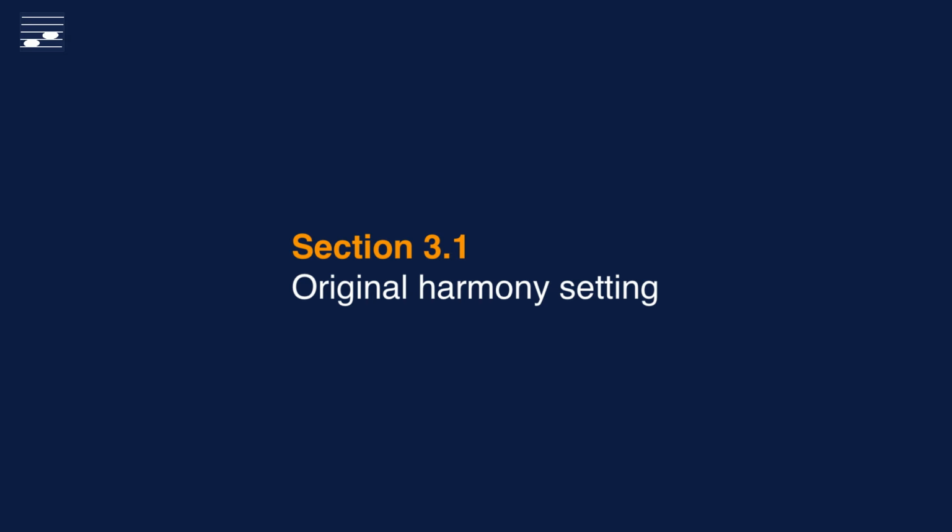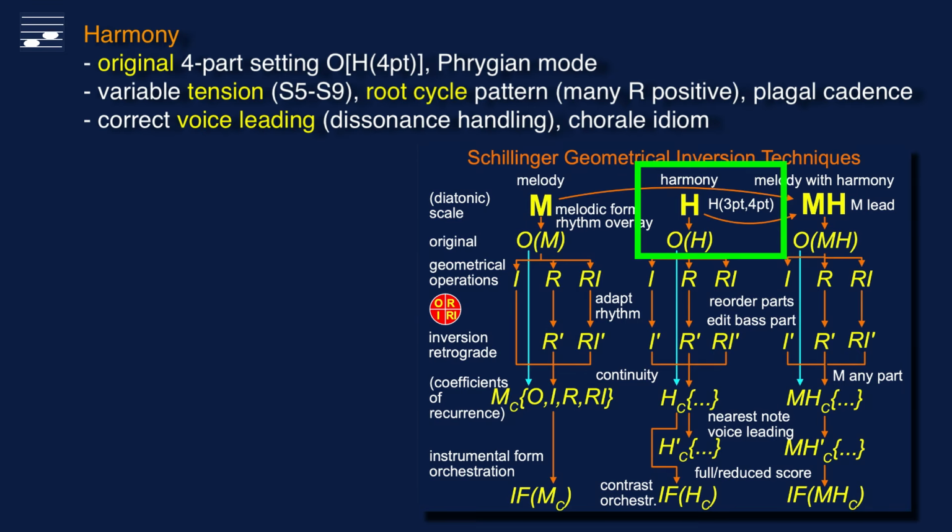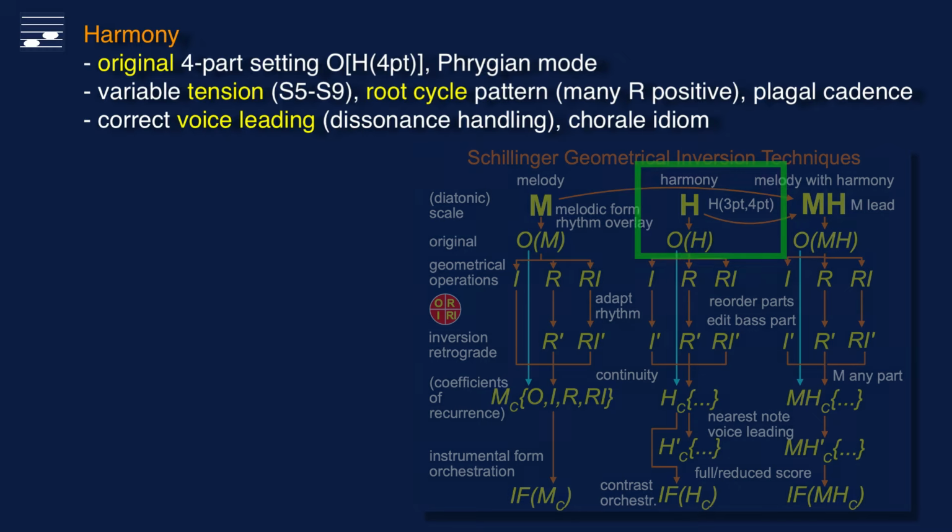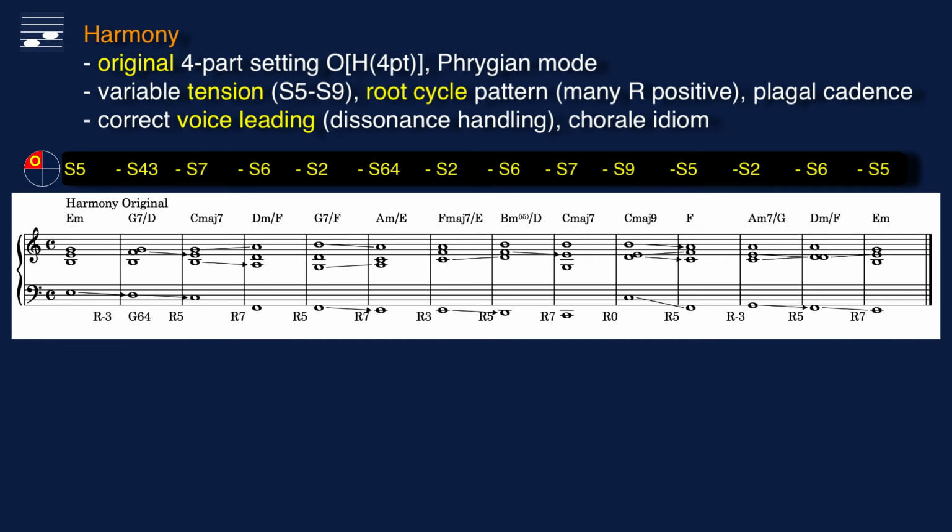We create an original form with 4-part diatonic harmony in the E Phrygian mode. There's variable tension between triads S5 and extended ninth chords S9. See the labels above the staff. The root cycle pattern shown below the staff contains many positive cycles, R3, R5 and R7, a passing G6-4 group at the start, and a strong plagal closing cadence.